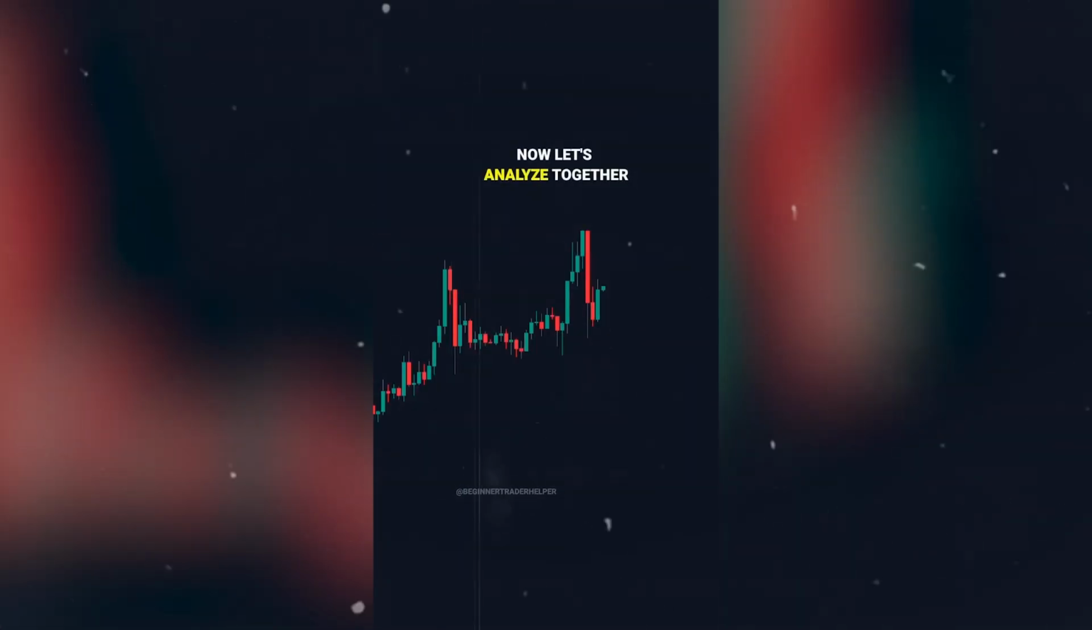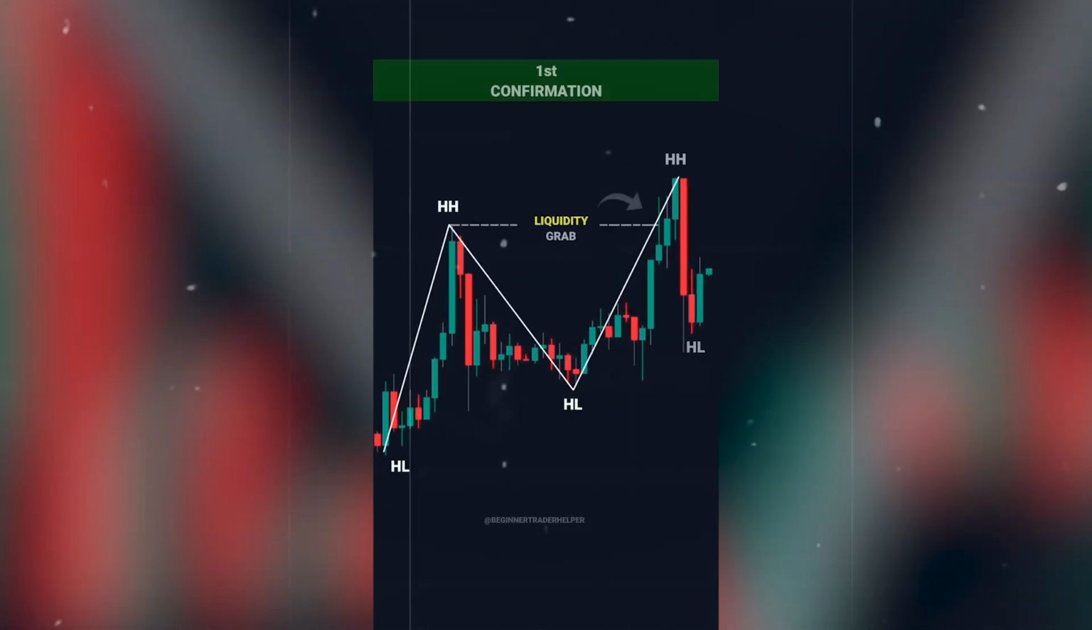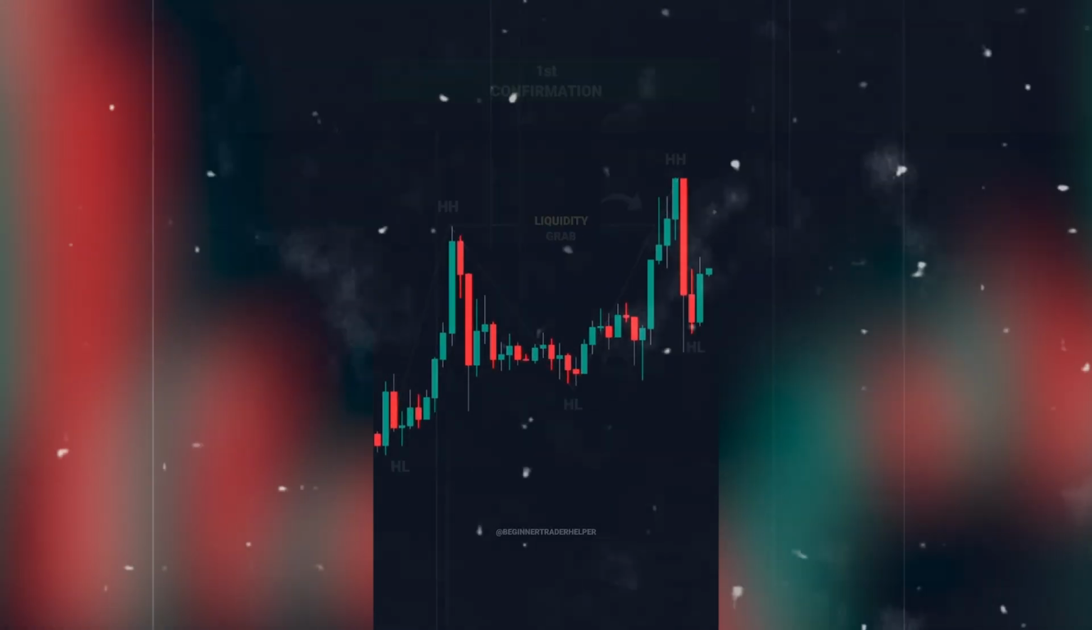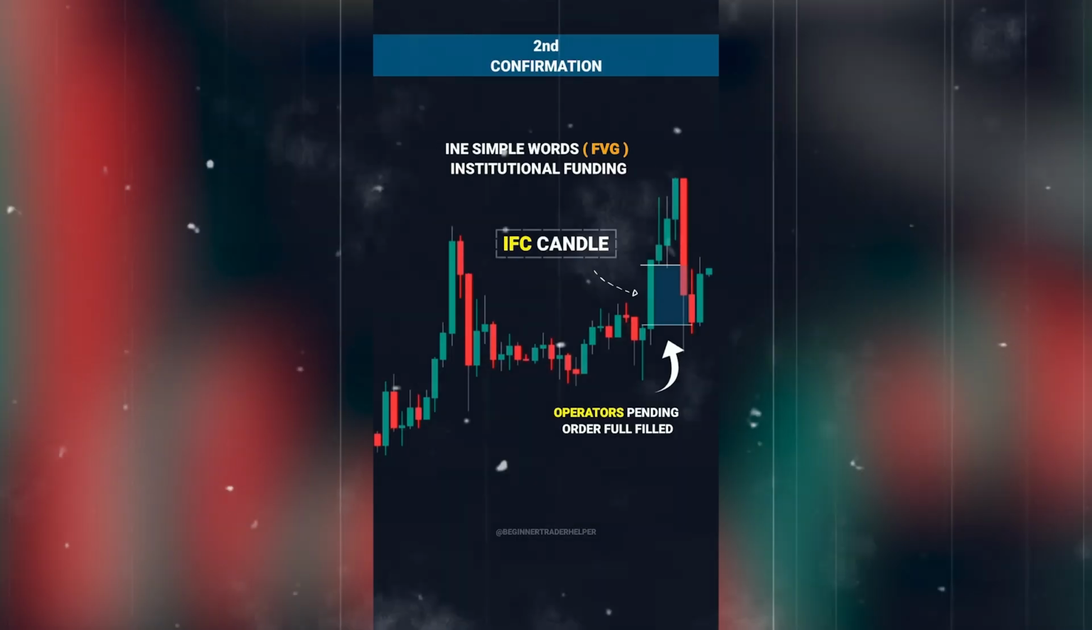Yeah, that wasn't momentum. That was your stop feeding a whale. So don't fall for the bait. Wait for confirmation. Or keep donating to the pros one fake out at a time.